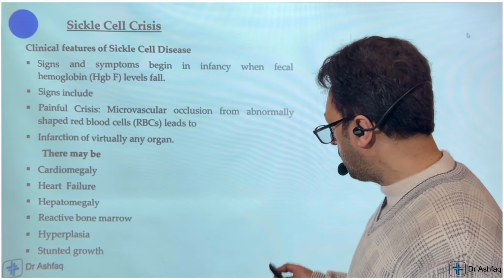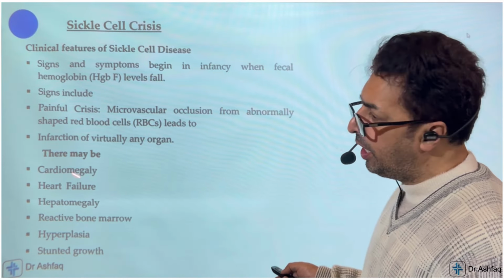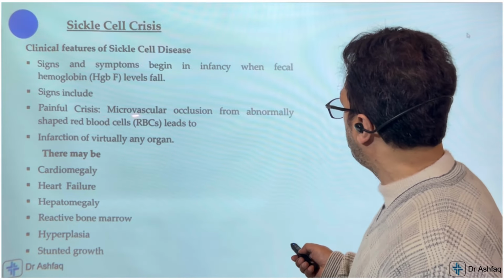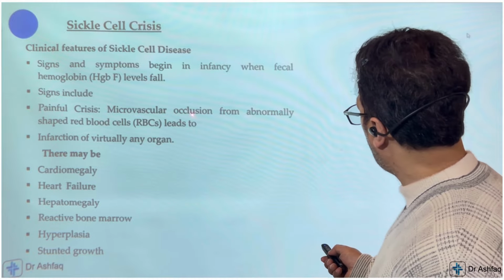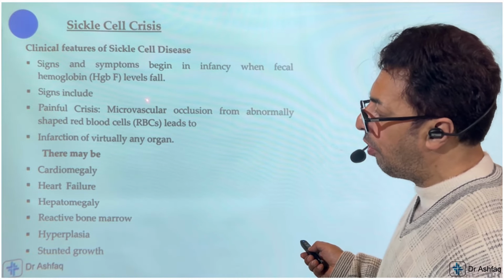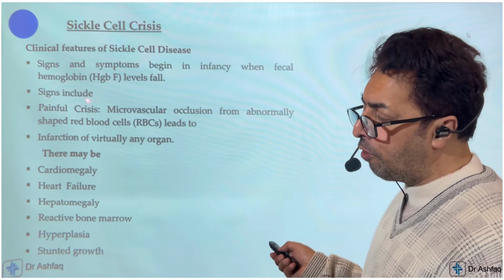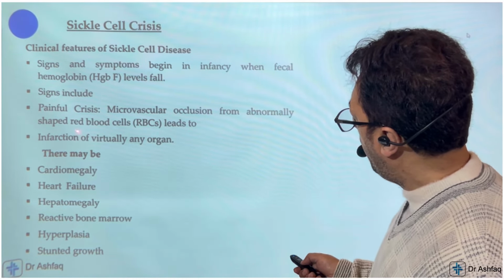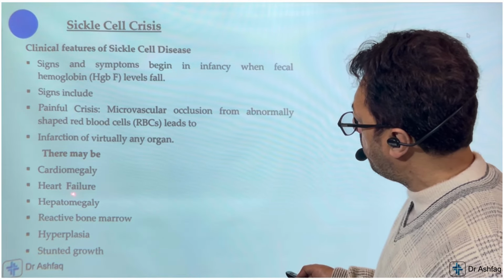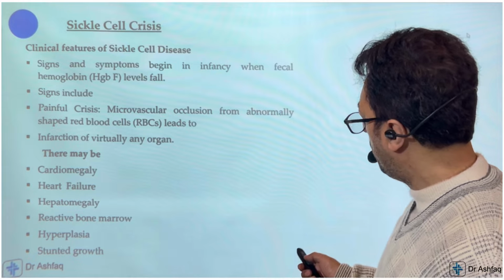So rest of the things about sickle cell, you know that there are multiple kinds of crises in sickle cell. One is the painful crisis in which there is occlusion in the vessels, microvascular occlusion as a result of the sickle cells which are deformed, which are not able to perform their function nicely. And there can be other features like cardiomegaly, heart failure, hepatomegaly, hyperplasia, stunted growth, etc.